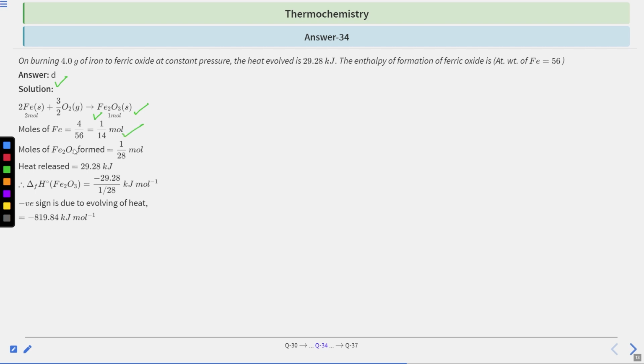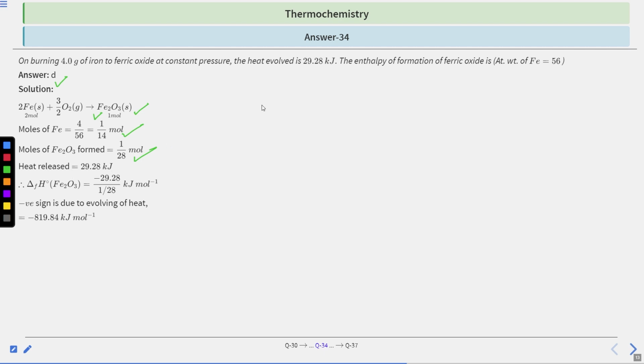So moles of Fe2O3 will be: 2 mole of iron will form 1 mole of ferric oxide, so 1 mole of iron will form half mole of ferric oxide. So the moles of ferric oxide forming is half of the moles of Fe, which means half of 1/14 mole, which is 1/28 mole. So moles of ferric oxide formed is 1/28 mole.